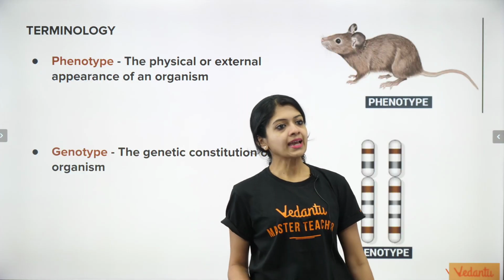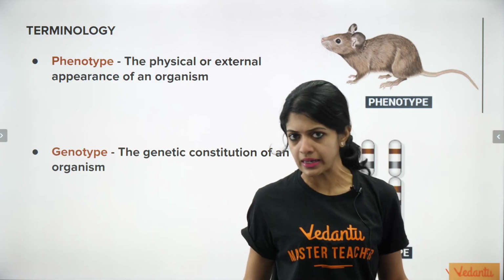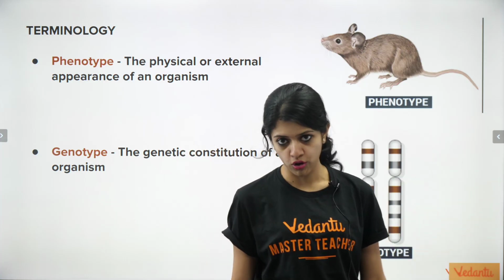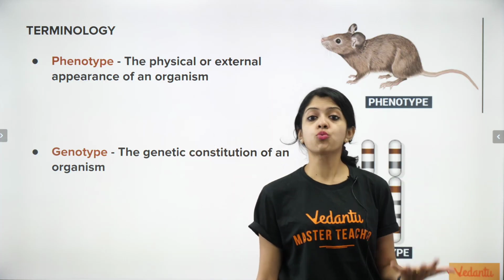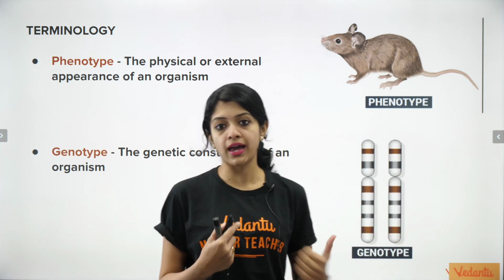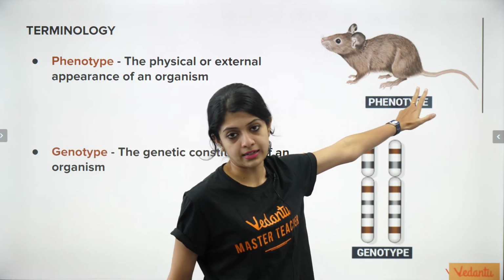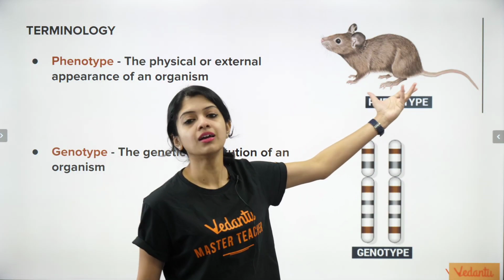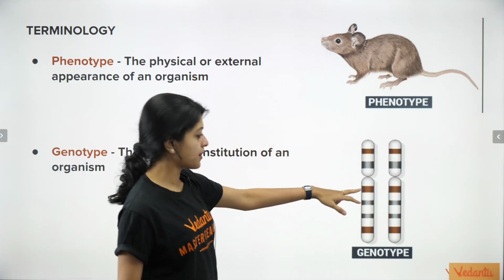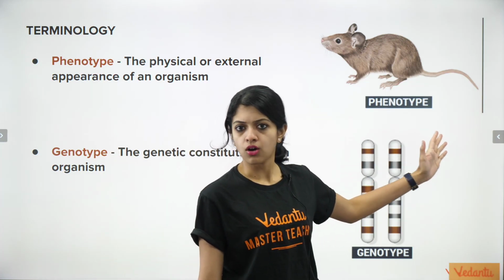Okay. Yes, the next 2 terms, phenotype and genotype. By now you must be familiar with these terms. Phenotype is basically the physical or external appearance of an organism, and genotype refers to the genetic makeup, the genetic constitution of an organism. For instance, as you can see here, brown fur coat, in this case, in this mouse, is the phenotype. And what you see here is its genotype. It could be represented by capital B or something like that.